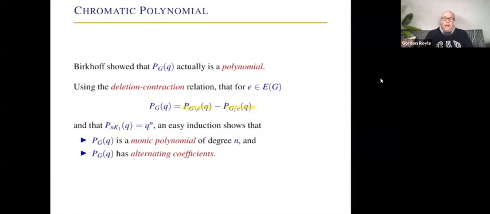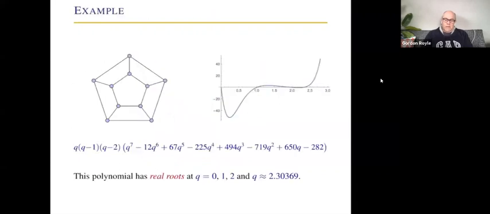Again, for practical computation for general graphs, we really don't know anything better than to use some variant of the deletion contraction relation. Okay, so here's an example. There's a graph here on the left, 10 vertices. It's cubic. Every vertex has got 3 neighbors. And here's a polynomial.